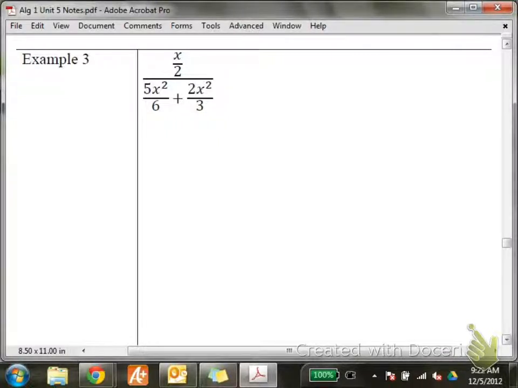All right, guys, so for me it's example 3. For you it's example 5. We have x over 2 all over 5x squared over 6 plus 2x squared over 3. First thing I have to do is multiply by the LCD. Look at my denominators, 2, 6, and 3. What would the LCD be there? Turn to your neighbor and tell them what it is. Just the denominators. Everybody? 6. So multiply everything by 6 only.